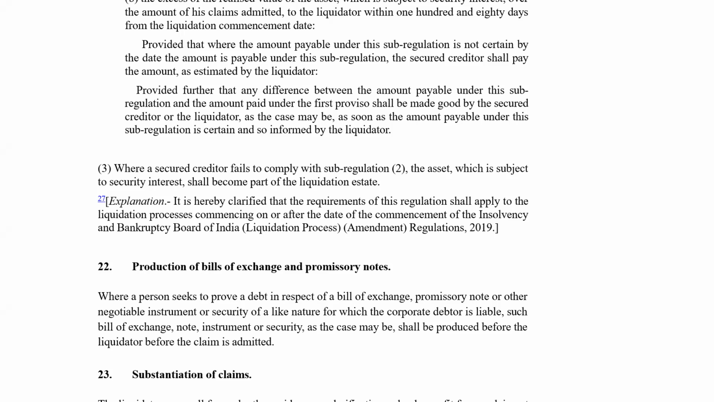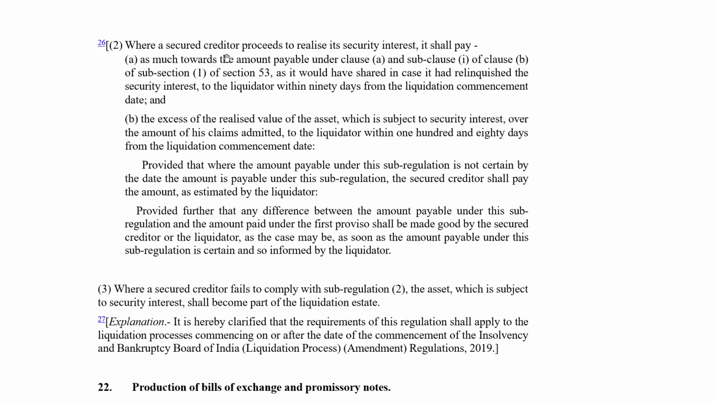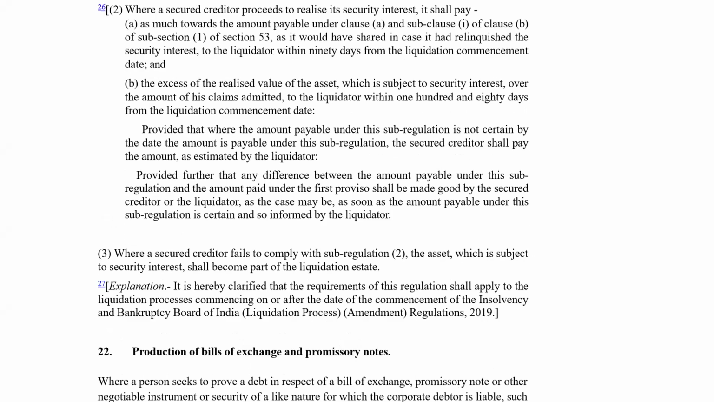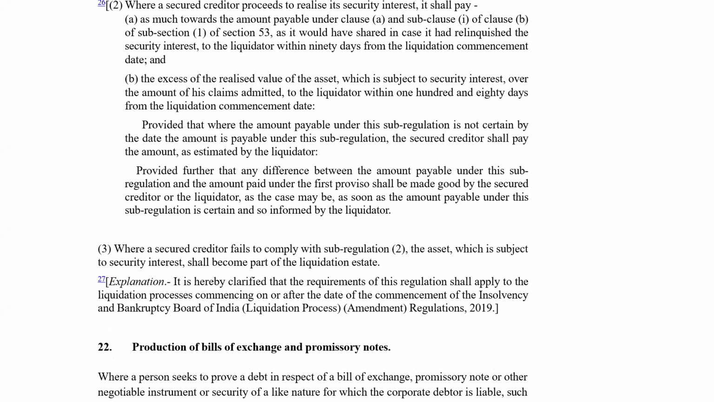So it says if the secured creditor fails to comply with sub-regulation 2, sub-regulation 2 meaning whatever is written here, then it shall be presumed to be part of the liquidation estate. Now let us see regulation number 37, 37A also. Regulation number 37, what does it say? 37 talks of the realization of security interest. Right?